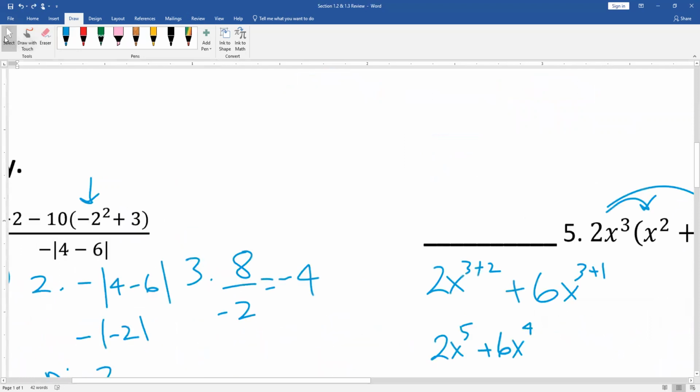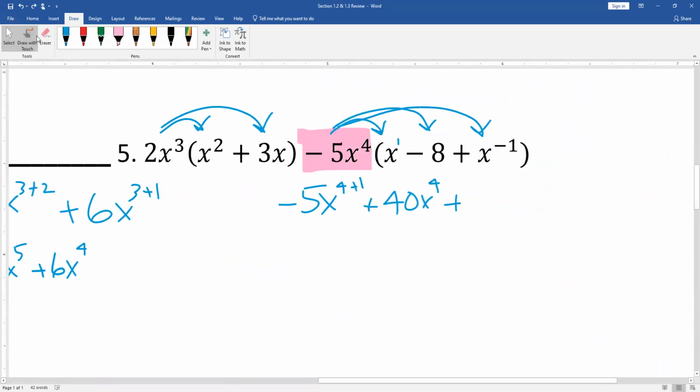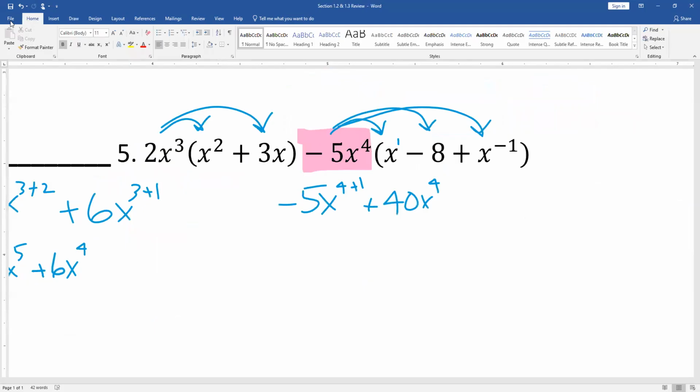Dadgummit, why does it keep doing that to me? Erase, erase. Please erase. Thank you. Nope. Draw.